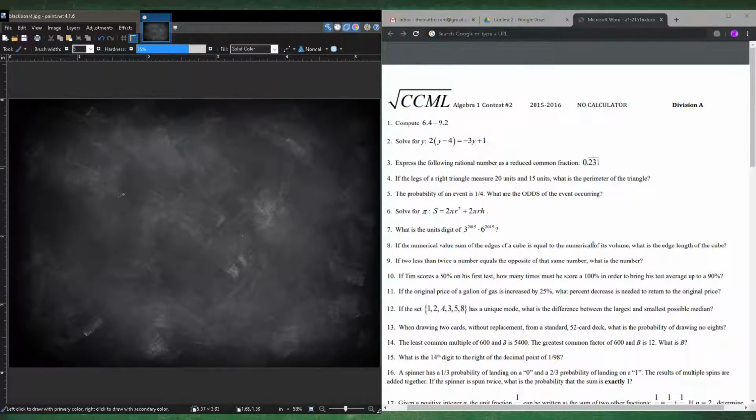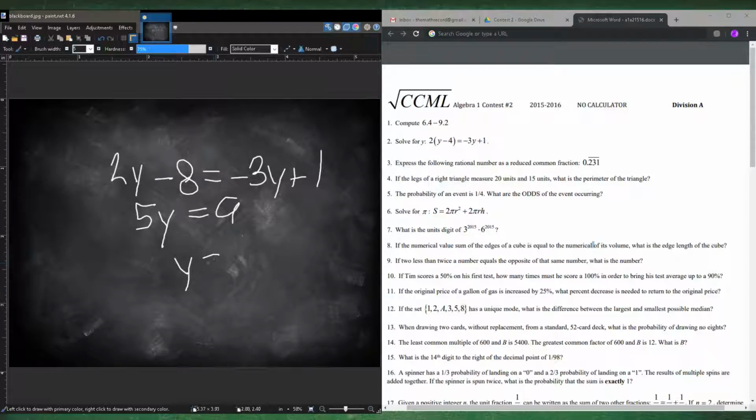Question 2, solve for y. You have 2y minus 8 is equal to negative 3y plus 1. So you add 3y to both sides, so you get 5y minus 8 equals 1. And then plus 8, so this one's 9. So y is equal to 9 over 5. So the answer is 9 over 5.